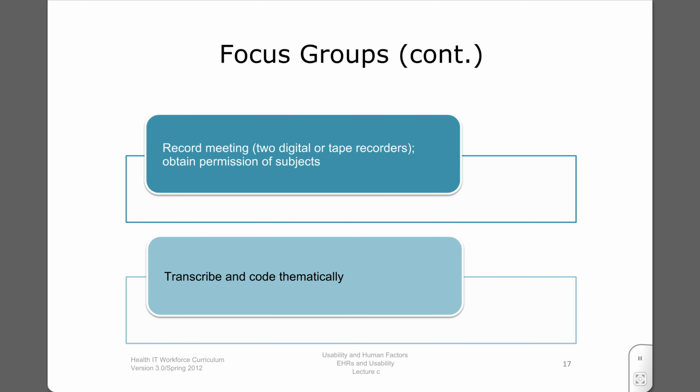It is important to take notes and record the meeting using 2 or more recorders, digital or tape, after first asking participants for permission. These recordings are then transcribed and coded according to themes that emerge from what users said. There is software to assist with this. Please see the resources list.